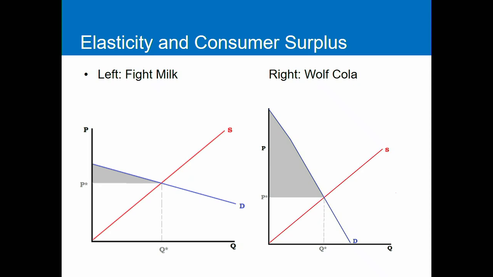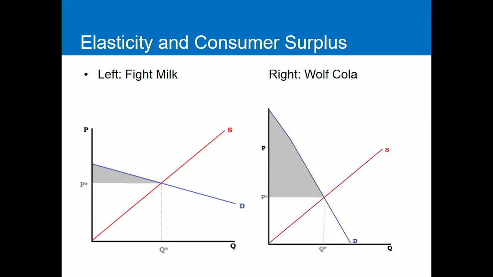For Wolf Cola, we don't have a lot of substitutes. We have inelastic demand. In this case, some people are willing to purchase Wolf Cola for a lot of money. If that's true, then we're going to have a very high consumer surplus. Some people here are willing to spend a lot of money on Wolf Cola. Because they're willing to spend so much money on it, they're way up here, and the price is way down here, they're getting a very high consumer surplus.